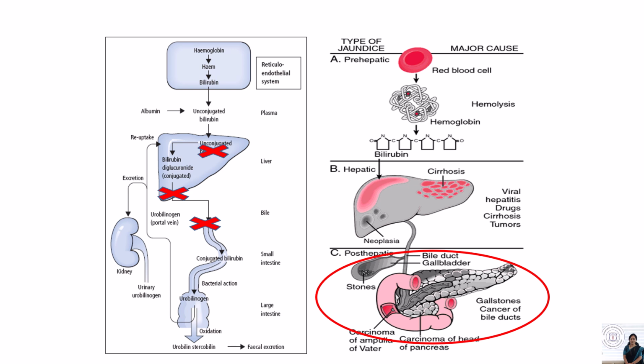So this was all about excretion of bile salts and bile pigments in obstructive jaundice, and identification of abnormal constituents of bile salts and bile pigments.